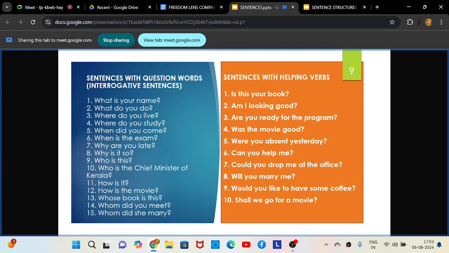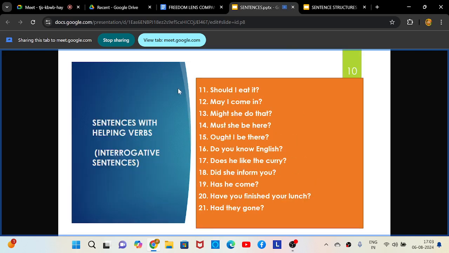Next is shall. Shall we go for a movie? Next is should. Should I eat it? நான் அது சாப்பிடணுமா? Should I eat it?